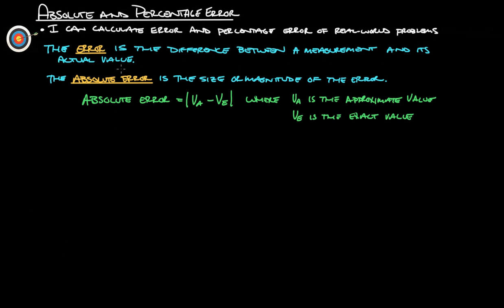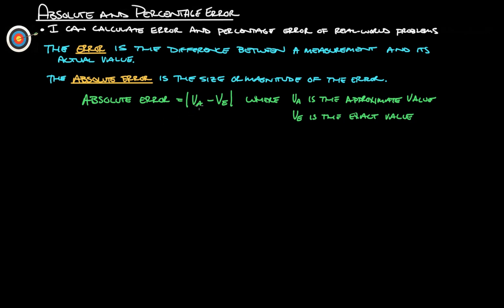Okay, so like if I were to say, oh, I got about $20 in my pocket and I had, say, 17, the error would be $3. I was off by $3. Okay, so the absolute error is the size or magnitude of the error.